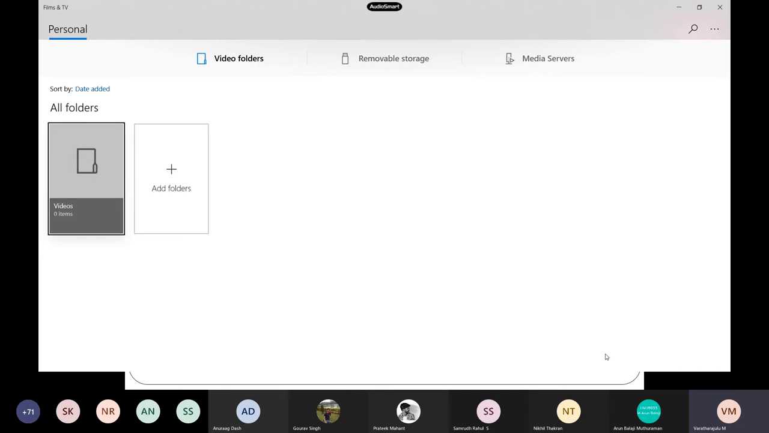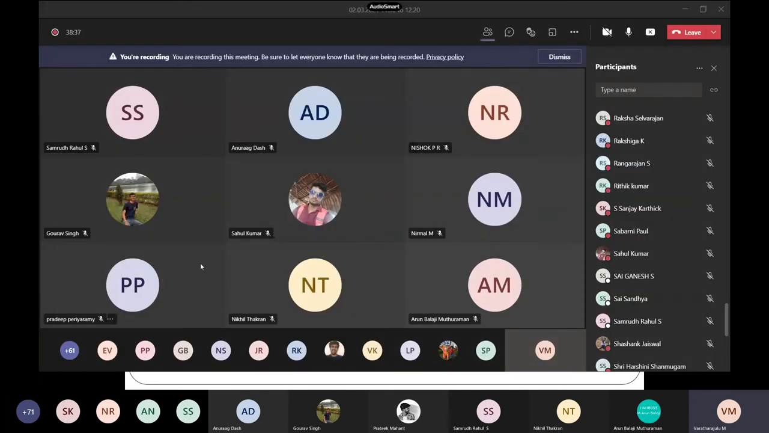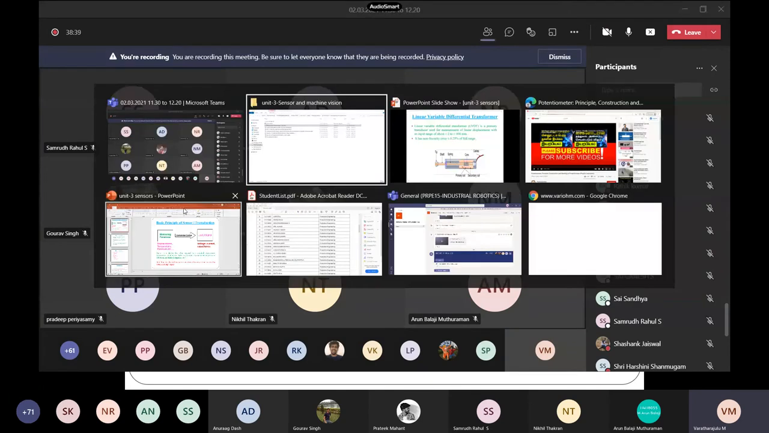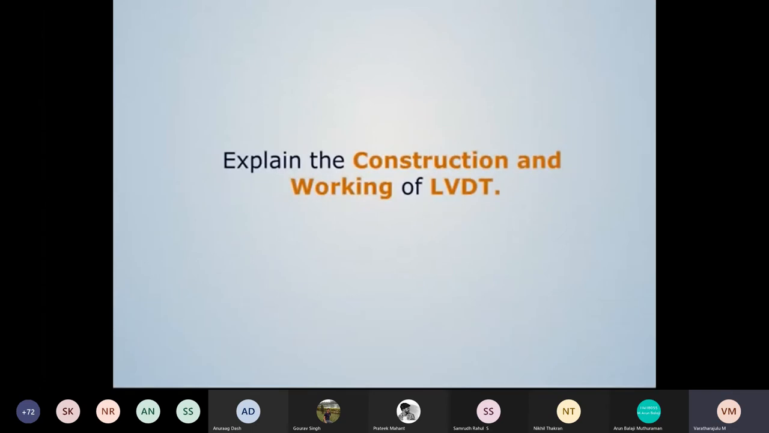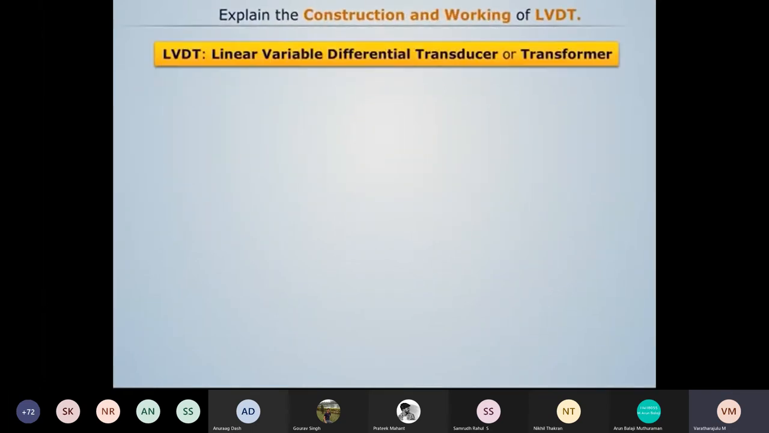Yes, see this video. This is for the LVDT. Explain the construction and working of LVDT. LVDT is also known as linear variable differential transducer or transformer. It is a passive transducer which measures displacement.